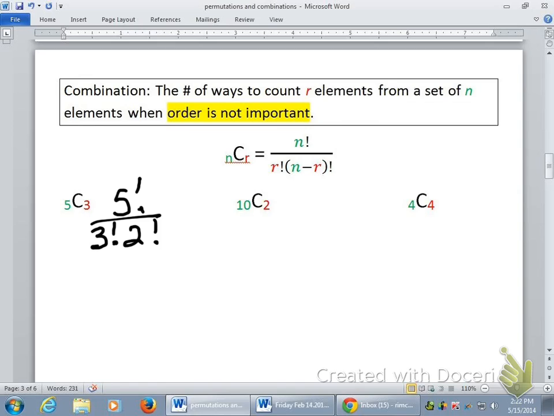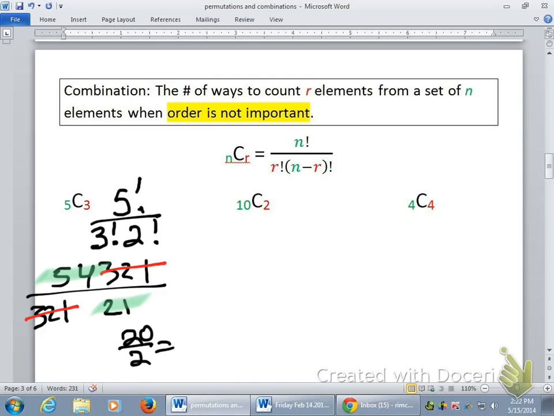So that would be 5, 4, 3, 2, 1 on top. You've got 3, 2, 1, and a 2, 1. Does anything cancel? Yeah. Take out this 3, 2, 1. And that leaves you with 5 times 4 on top, 2 times 1 on the bottom. So 5 times 4 is 20 divided by 2. And of course your answer is 10. Remember what the answer was on permutations? It was 60, wasn't it? 10 is a lot less than 60, isn't it? All right.